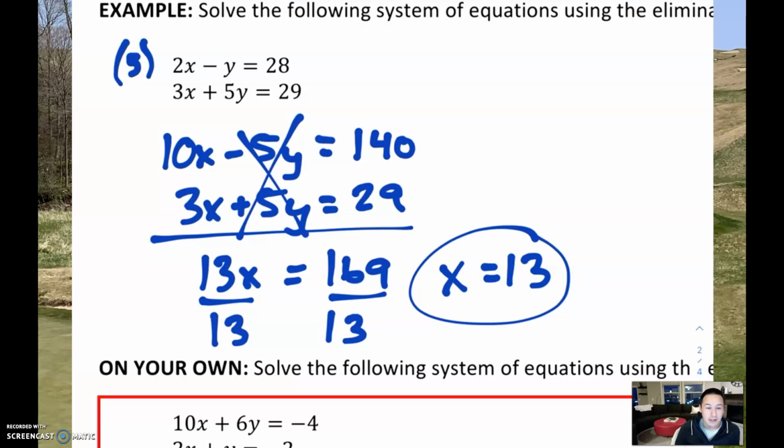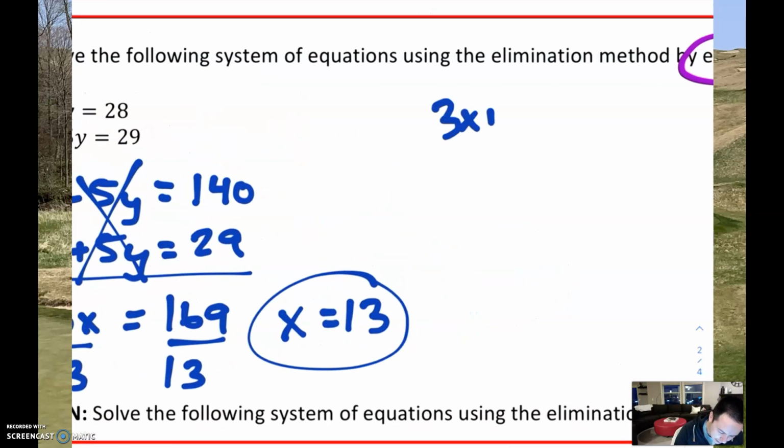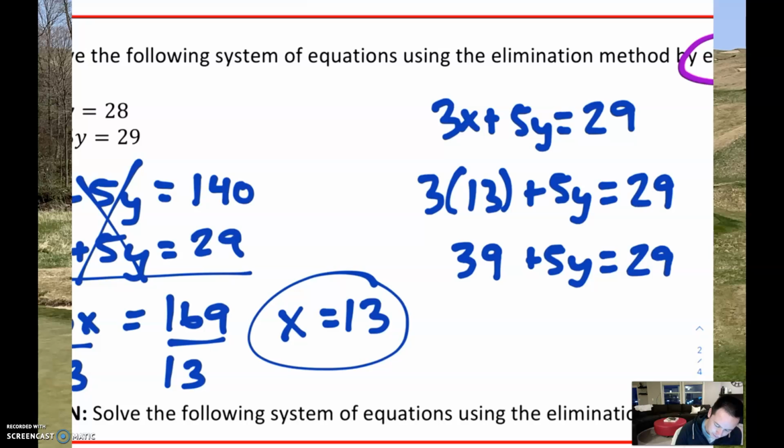To solve for y, you can pick the top one, you can pick the bottom one. It doesn't matter. I'm going to pick the bottom one. So we have 3x plus 5y equals 29. Just rewriting it. We know that the value of x is 13. So we have 3 times 13 plus 5y equals 29. We can simplify the 3 times 13. That's going to be 39 plus 5y equals 29.